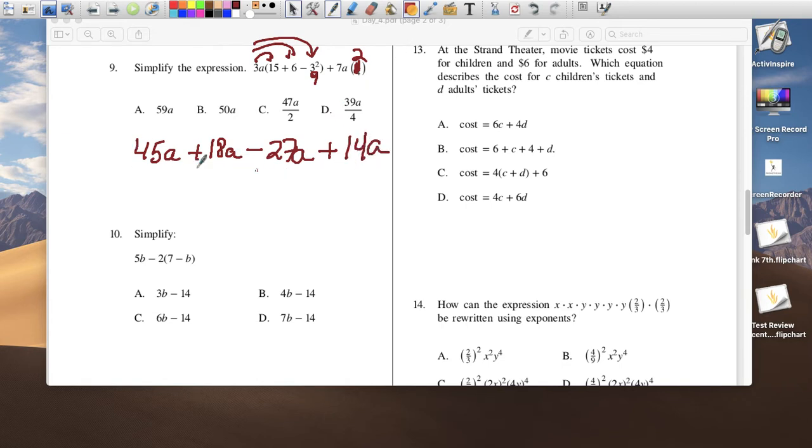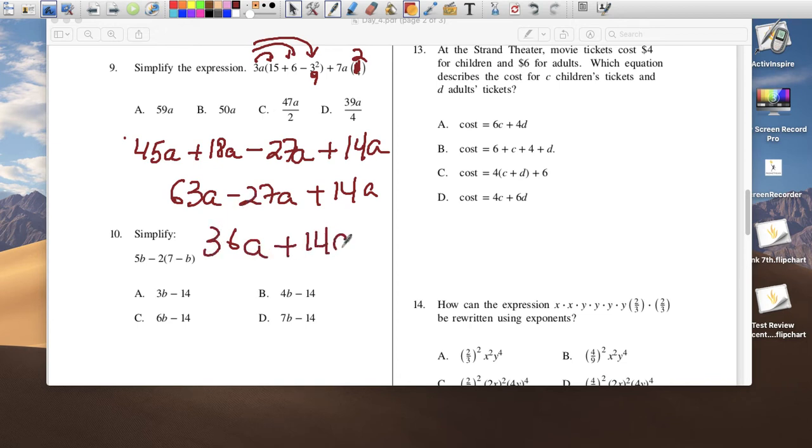Actually, they're all a, so we can combine the whole thing. Let's do these two. 45 plus 18 is 63a. Minus 27a plus 14a. 63 minus 27, 13 minus 7 is 6, 5 minus 2 is 3, so 36a. And then plus 14a, they're both positive, so that's just going to give us 50a. Not that bad.